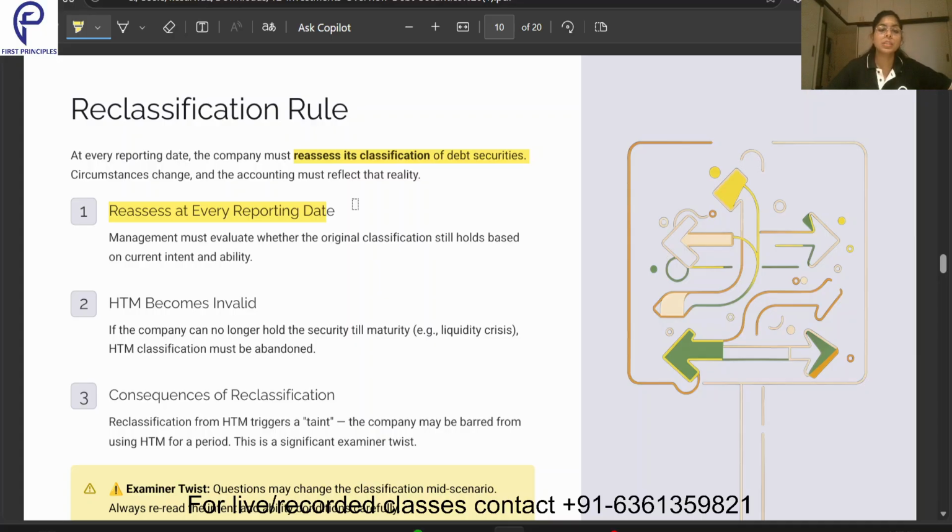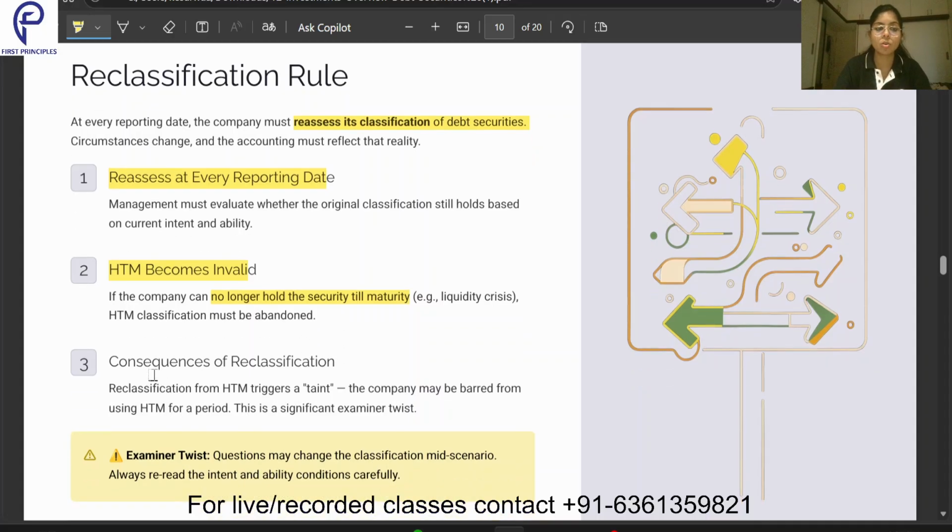So how do we do that reclassification? First of all, we need to reassess the classification of each kind of security, whether it is HTM, whether it is AFS, whether it is held for sale or not. Everything we should reassess at every reporting date. Then HTM becomes invalid when we are no longer able to or no longer have the intent to hold the security till maturity.